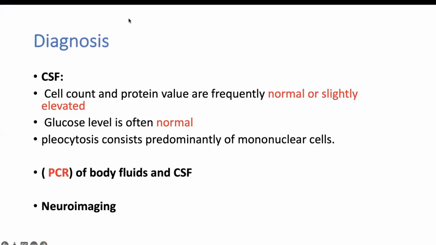So how to diagnose encephalitis? As we see with CSF parameters, we mentioned that in encephalitis they can have normal glucose, they can have normal protein, but sometimes the white blood cell count will be elevated.